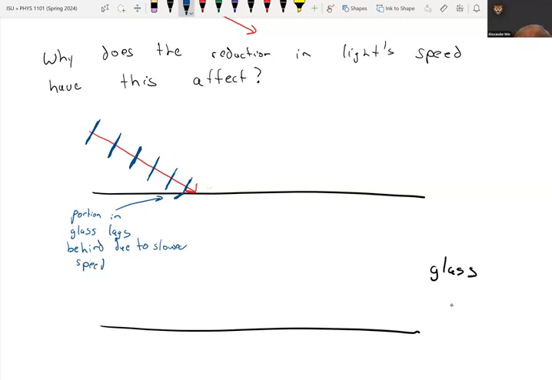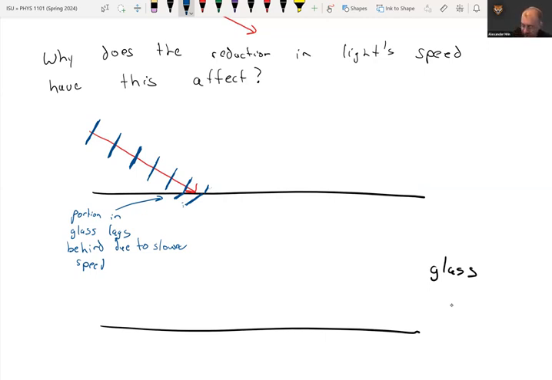Now, I'll try and draw the next wavefront. So it would be about there. And now you can see that a lot more of the wave is interacting with the glass. But what you have here is something like this. Now more of the wavefront is lagging behind. And by the time I get to drawing the next one, all of it is going to be inside the glass. But look at what has happened here.